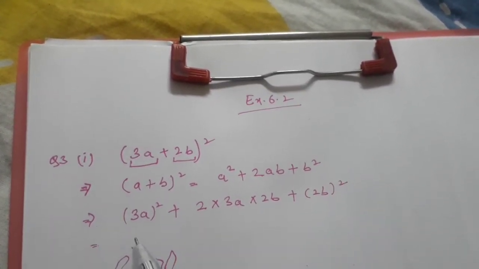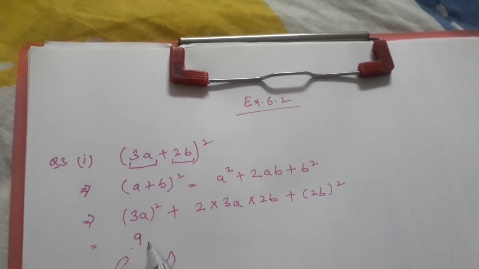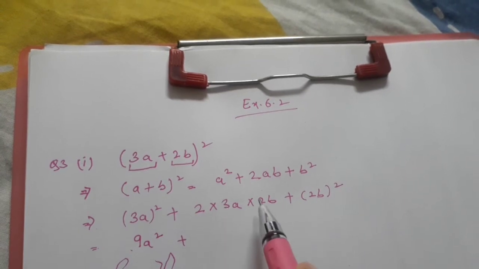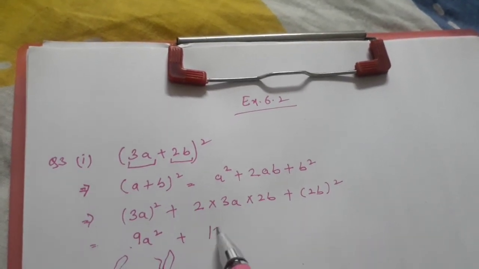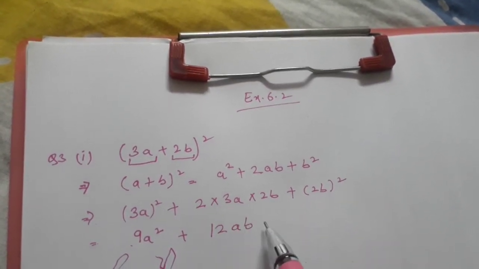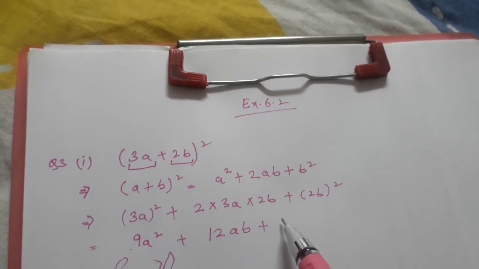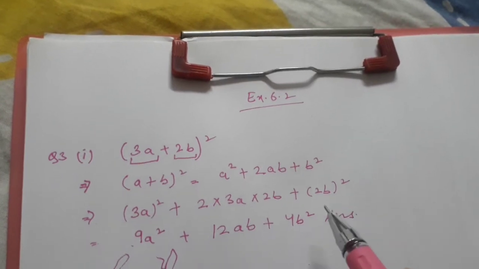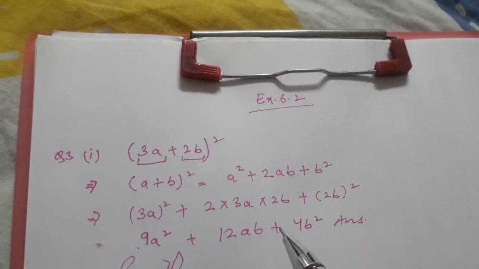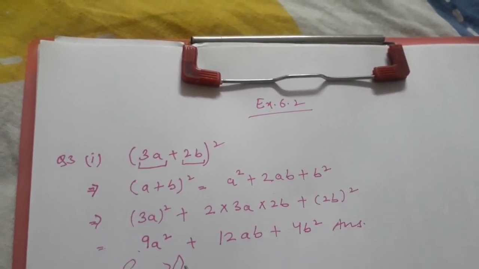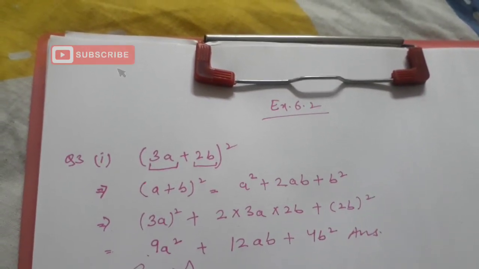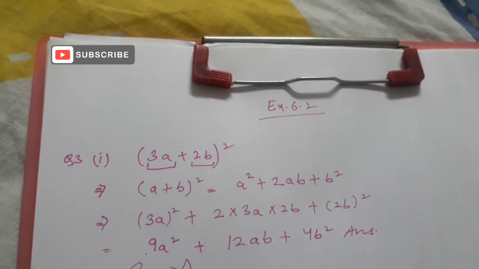So 3a square would become 9, 3 3s are 9, a square, plus 2 3s are 6, 6 2s are 12, ab, plus 2b square means 2 2s are 4, b square, which is our answer. So the answer of the first part of question number 3 is 9a square plus 12ab plus 4b square. Let's move to the second part.